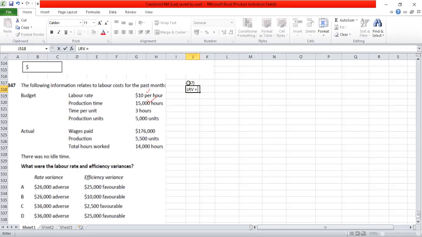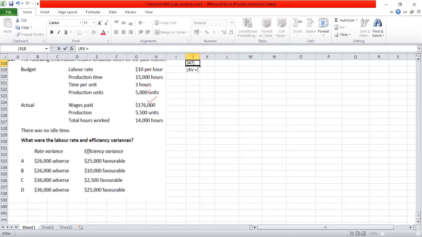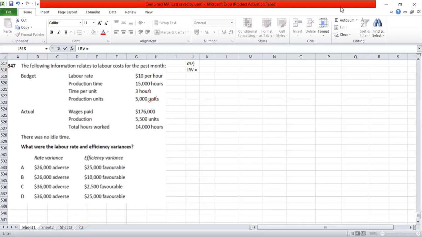The formula is the difference between standard rate and actual rate applied for the actual time. What information do we have? The question says the following information relates to labor cost for the past month. Budget or standard is given as labor rate is $10 per hour. The time is 50,000 hours. Time per unit is 3 hours. Production units are 5,000 units.